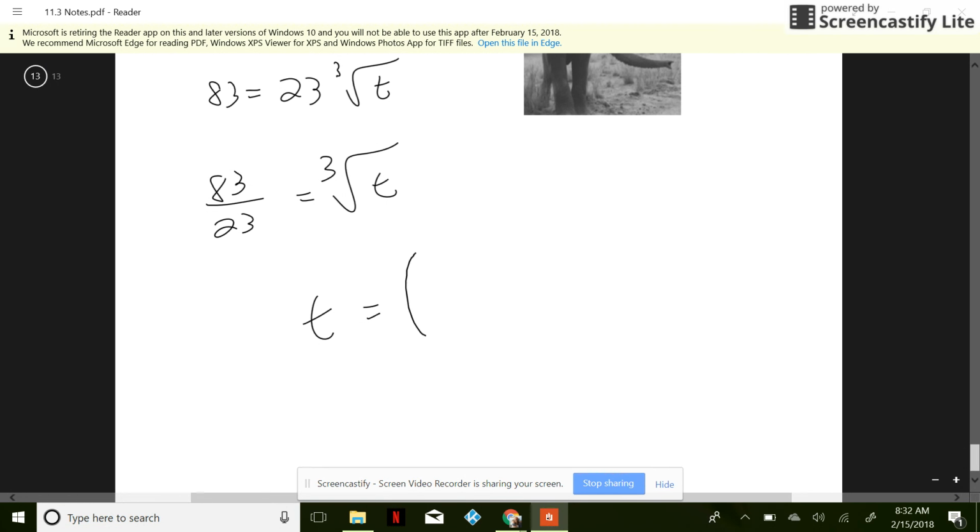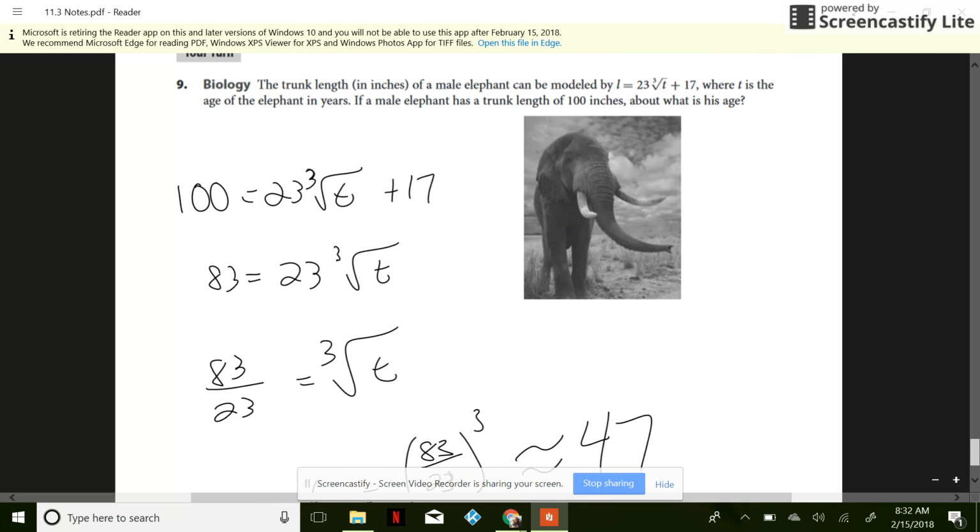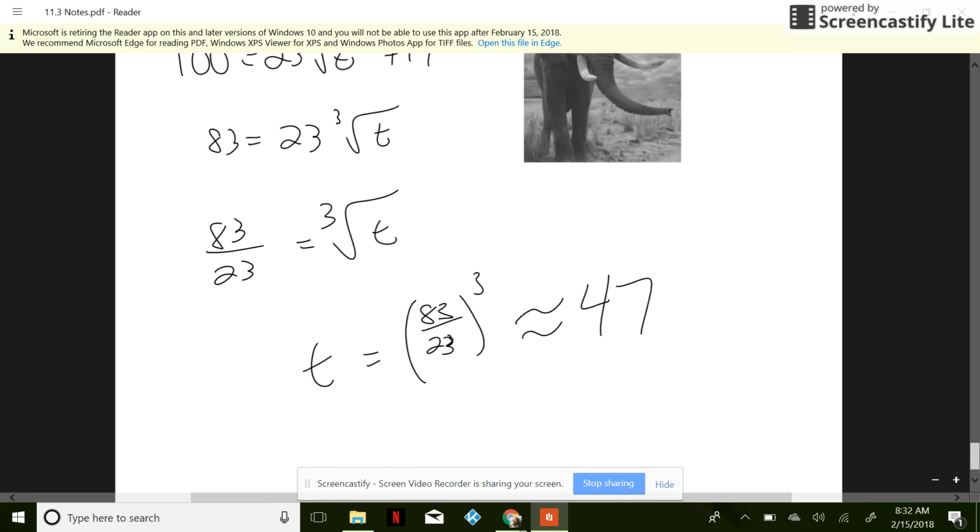So I can erase. And we'll get 83 over 23. Want to cube that, plug that into your calculator, you'll get about 47. So the elephant's age, if he's got a 100-inch trunk, would be about 47 years.